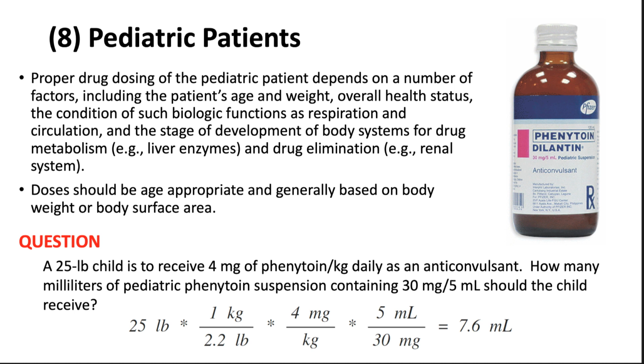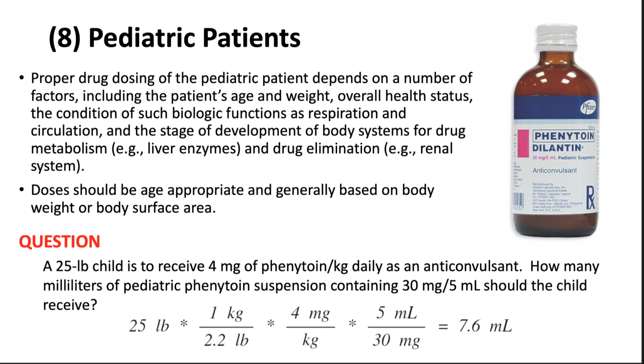So let's start with 25 pounds. That's the weight of the child, times our first conversion, the fact that there is 1 kilogram in every 2.2 pounds. Pounds will cancel when we multiply, and we will be in the units of kilograms. Next, we multiply by the fact that we want 4 milligrams per kilogram. By doing that, the units of kilogram cancel, and we're now in milligrams of drug.